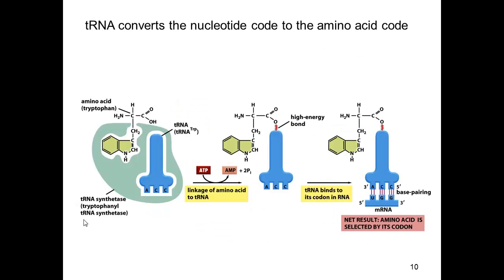Here we see the type of enzyme responsible for this reaction. It's called a tRNA synthetase. Since there are 61 different tRNA molecules, there are 61 different enzymes. Even though they're only connecting 20 different amino acids, you have to have one for the specificity of each tRNA molecule. In this case, the amino acid tryptophan is being connected to a tRNA molecule. Tryptophan is coded for by UGG.